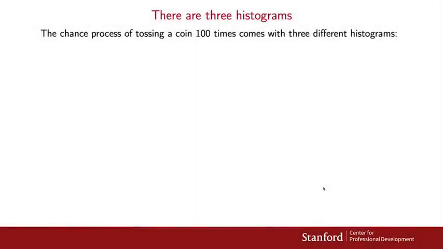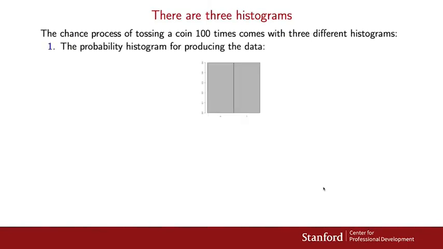The technical term distribution comes up in many different ways. It's helpful to step back and see what's happening here. When we tossed a coin 100 times, we simulated data by drawing from the probability histogram. That probability histogram says we can get heads with probability 1/2 and tails with probability 1/2. So remember that the probability histogram is a theoretical construct. It simply tells us what the chances are for simulating.